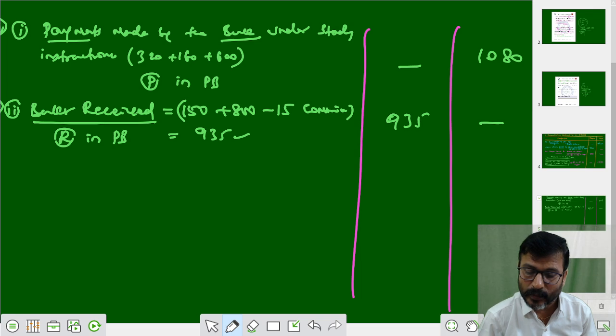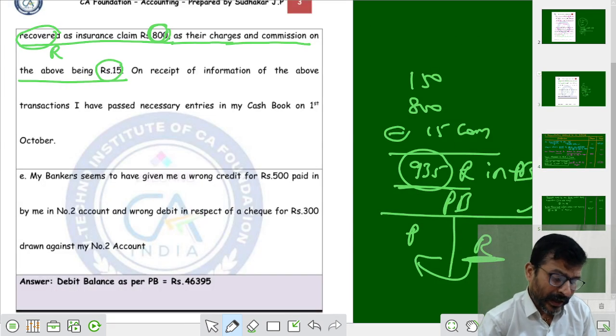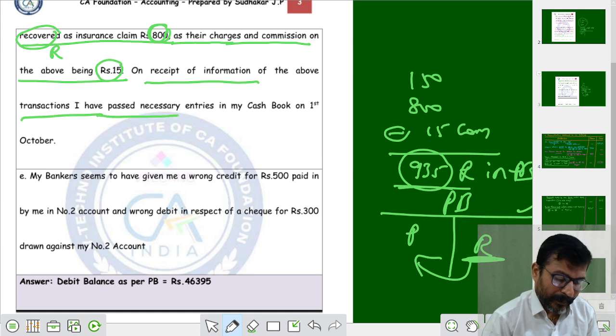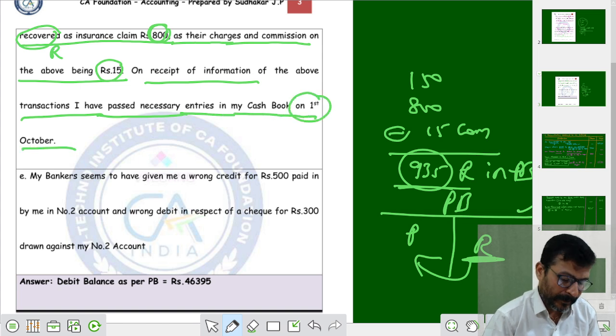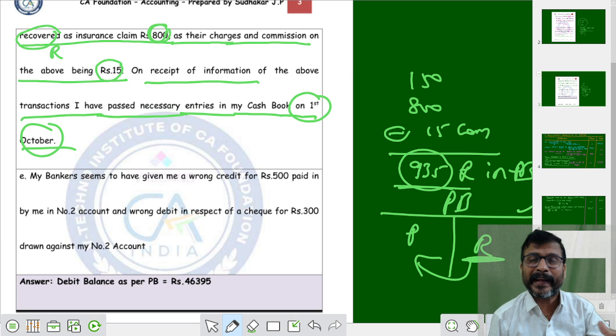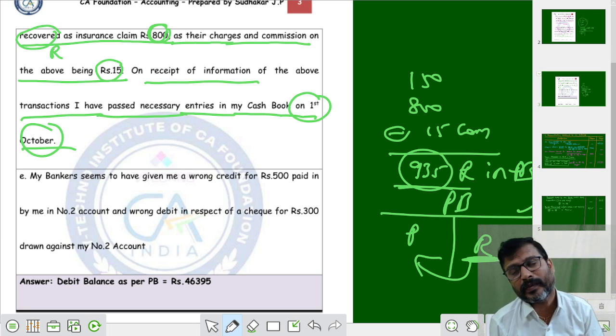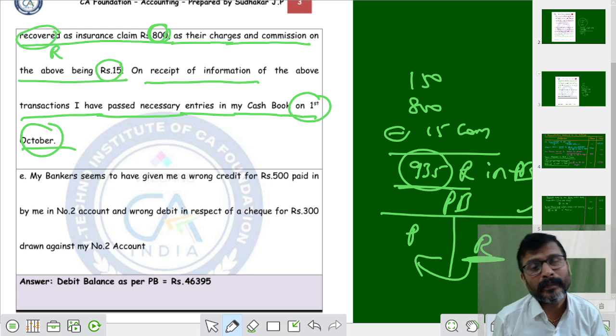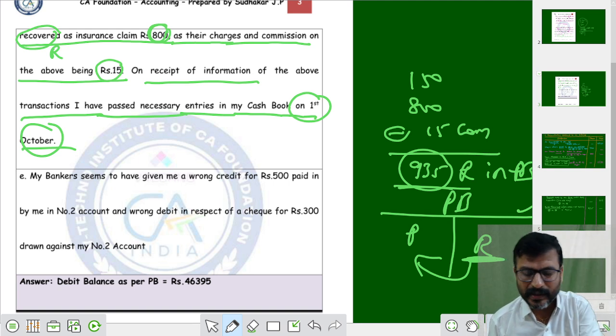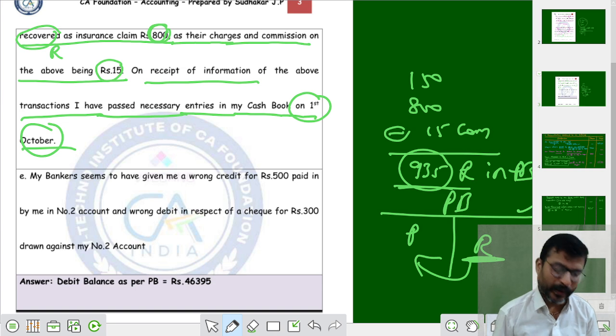See the next concept. What happened in the same sentence? On receipt of this information, above instructions have been passed, necessary entries in my cash book on 1st October. These entries are made in cash book when? In the month of October. Means not entered in cash book but entered in passbook. Based on that only I solved that particular point.